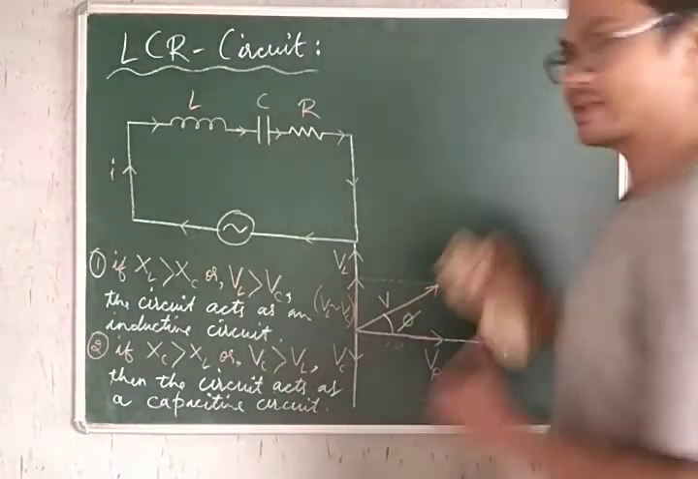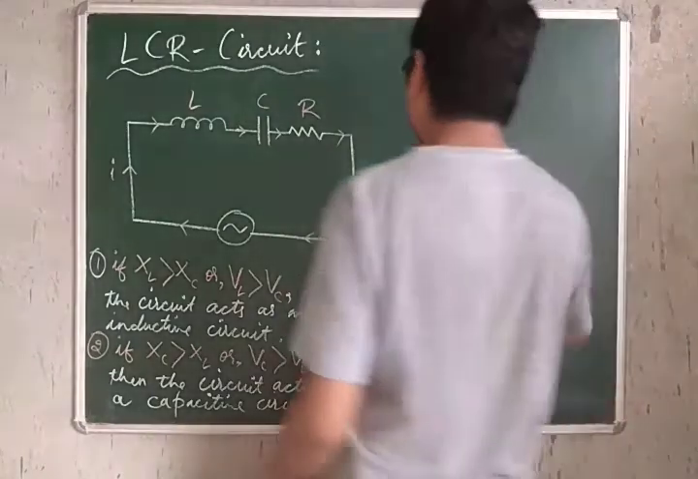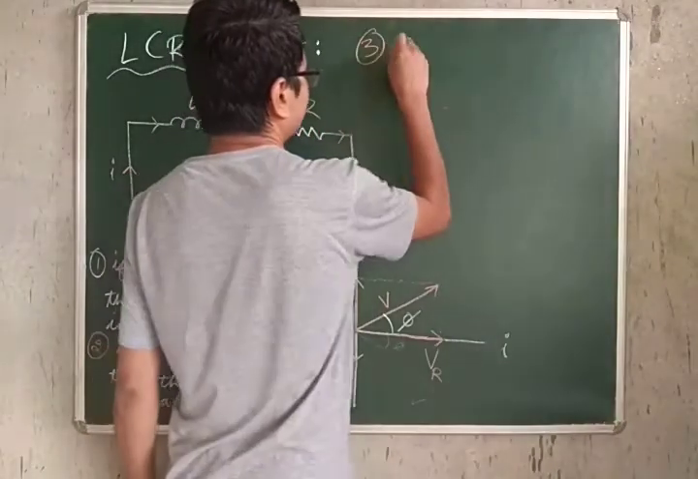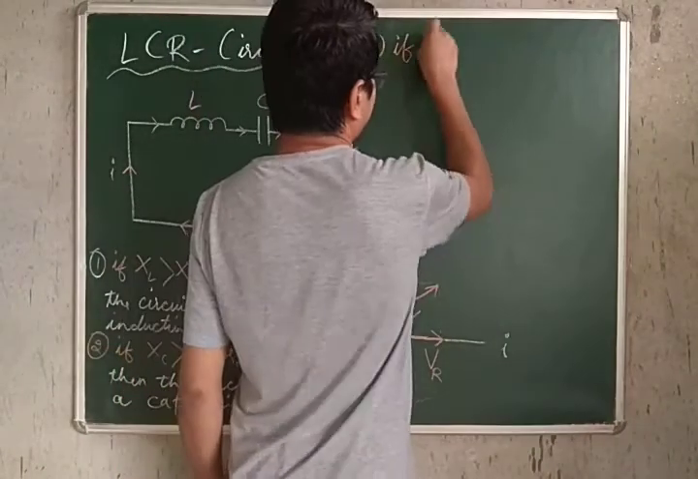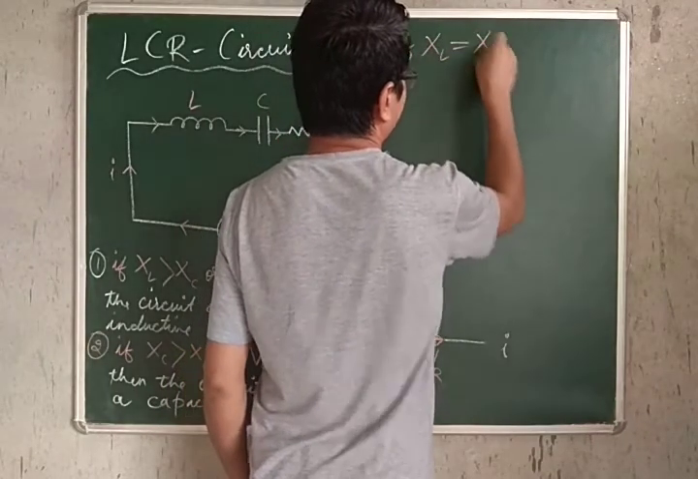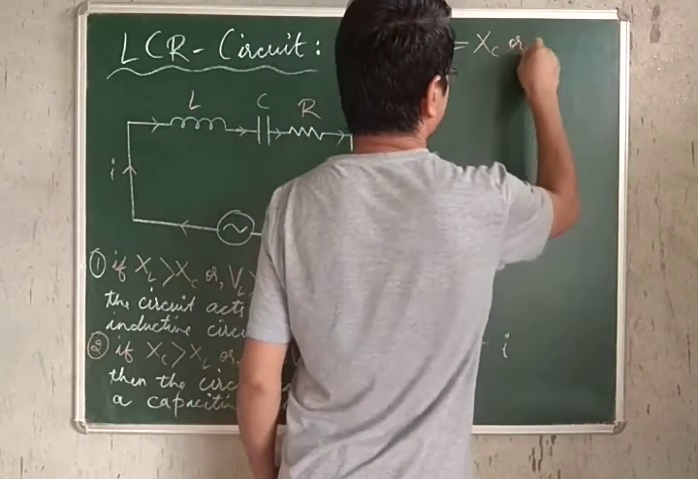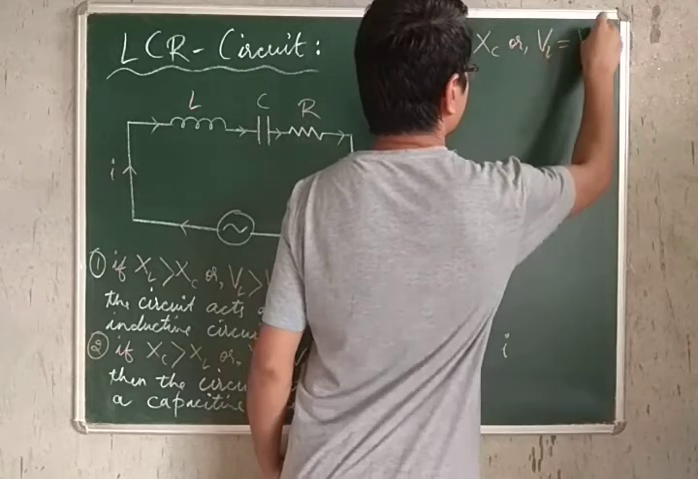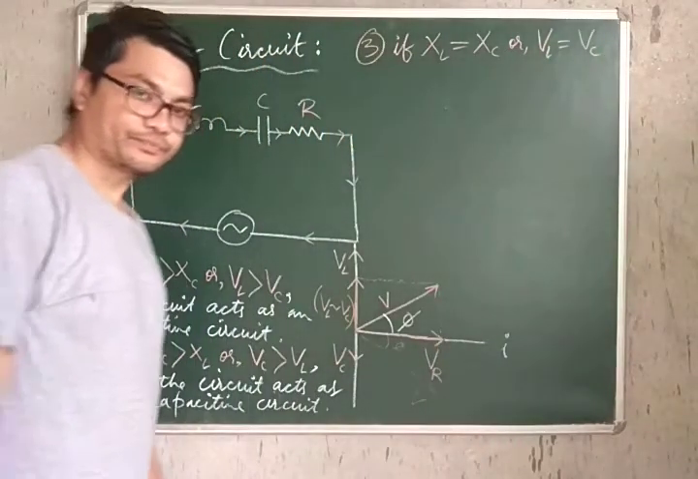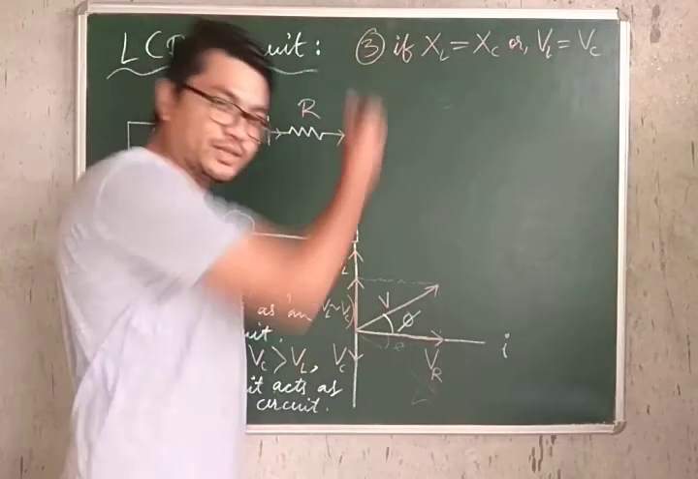Let's not erase the phasor diagram, it's important for us. Case 3: if XL is equal to XC, or for that matter, VL is equal to VC. Then what happens if this is the case?